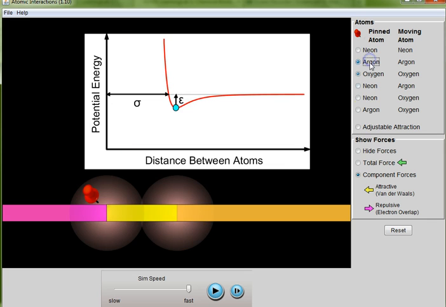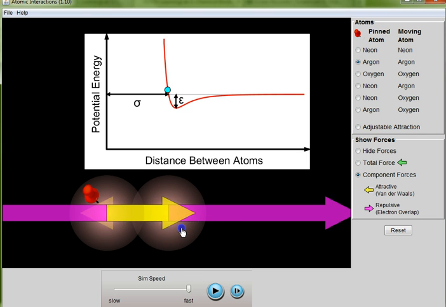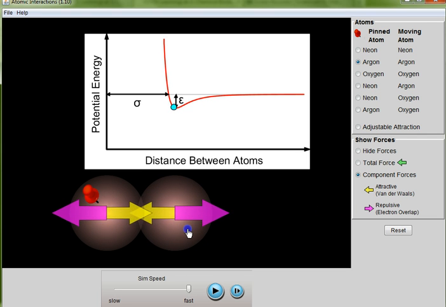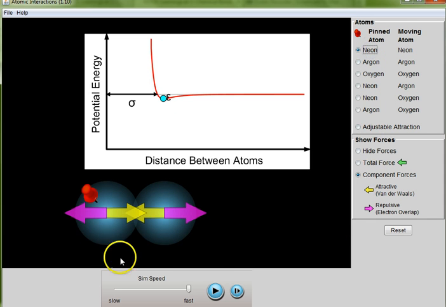But if you go to argon, you can see that that is not the case. The forces are right within the screen. Same thing with neon, the forces are right within the screen.